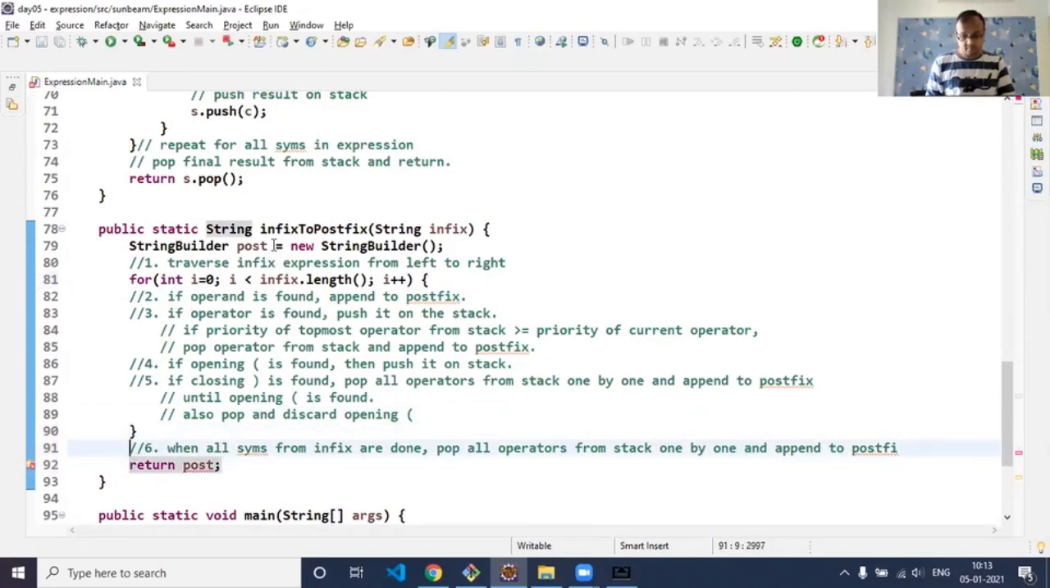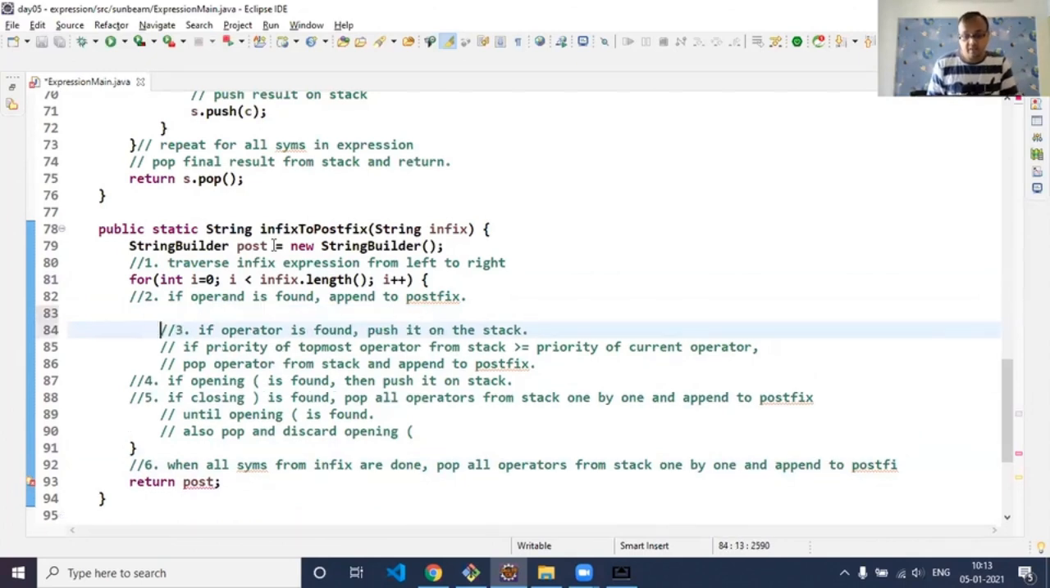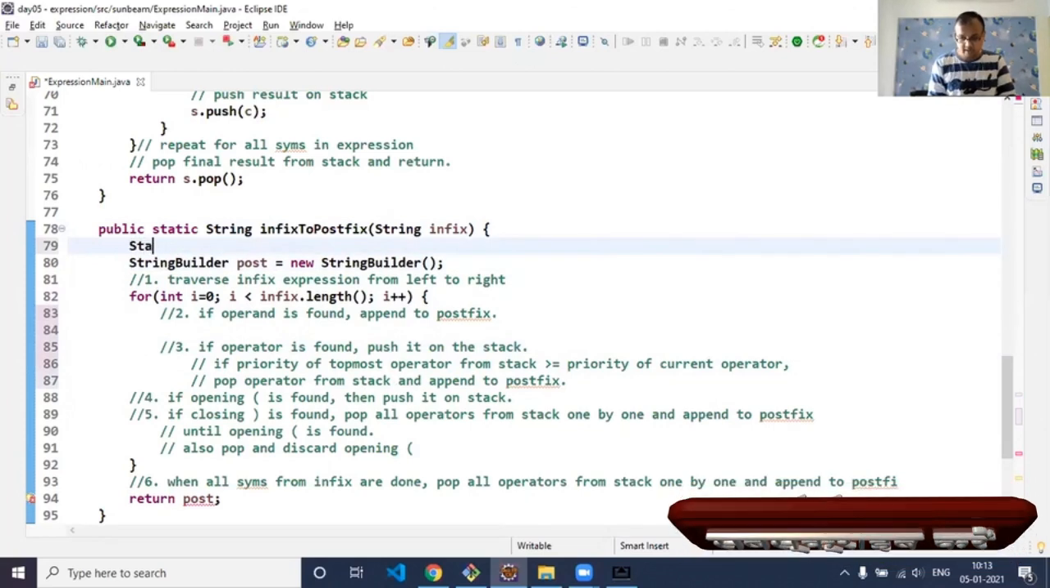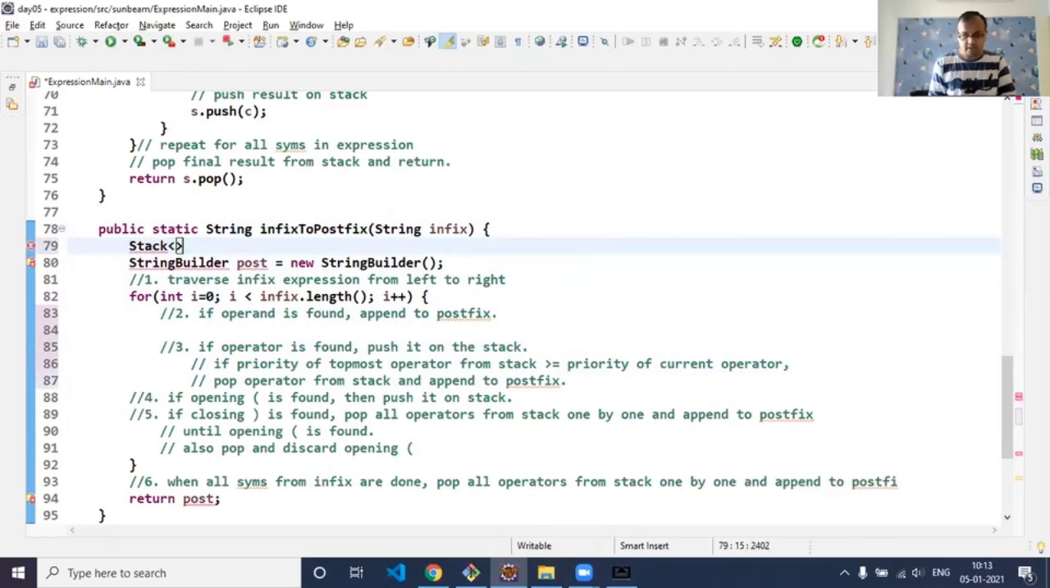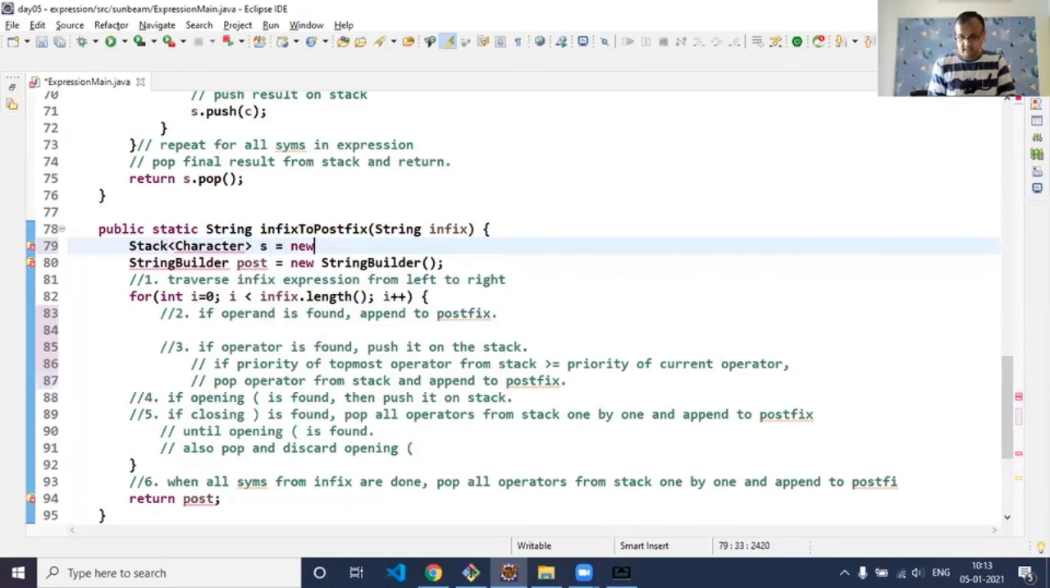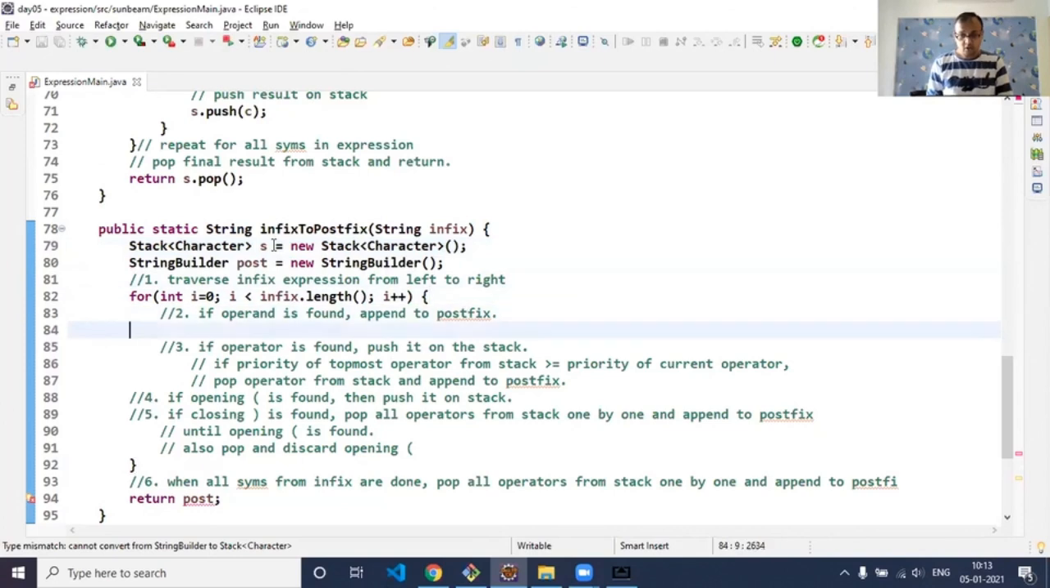Let us continue further. The second one: if an operand is found, I want to put it onto the stack. Oh, you want to put it on a stack, but to put it on a stack, you first need to have a stack. Let me have a stack of characters. Stack of character is equal to new Stack. ये हमको character stack के ऊपर push करने हैं, हमें operator stack के ऊपर push करने हैं. Don't forget that.